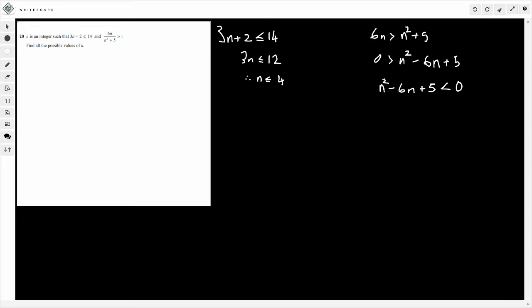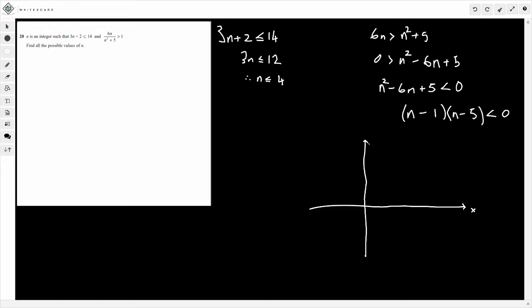Now, to figure out how this inequality is solved, I always say this to all students: draw a sketch. You're going to see some of my bad art skills here. Before we can draw it, we need to factorize this. So that's going to be n minus 1 times n minus 5, and this is less than 0. So where does this cut through the x-axis? This is the x-axis, and this is the y-axis. It's just a sketch, it doesn't need to be perfect, but it's going to cut through at 1, and it's going to cut through at 5. And it will cut through the y-axis at 5 as well.